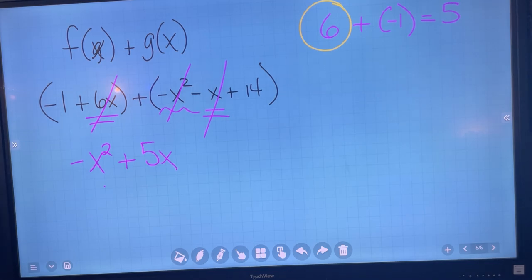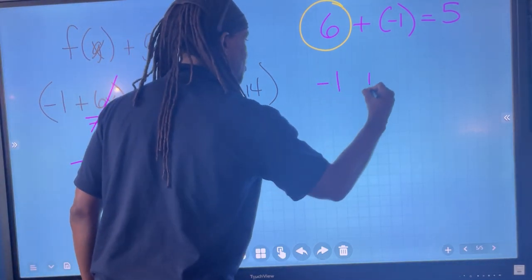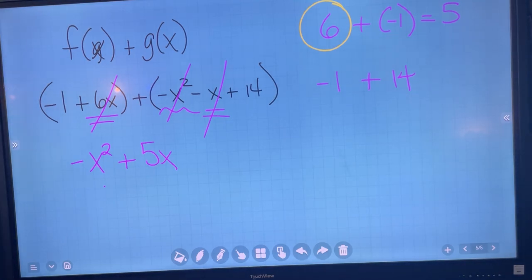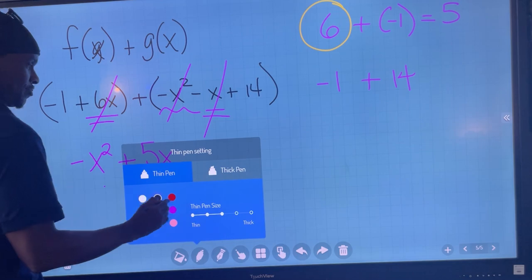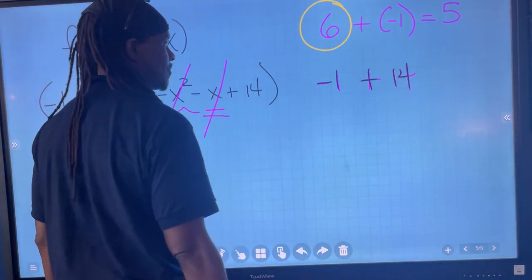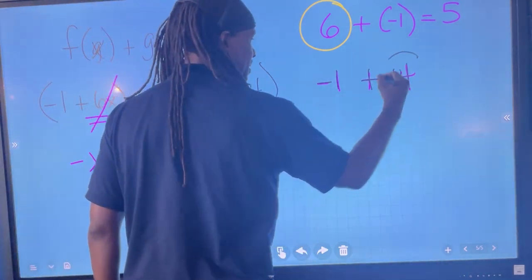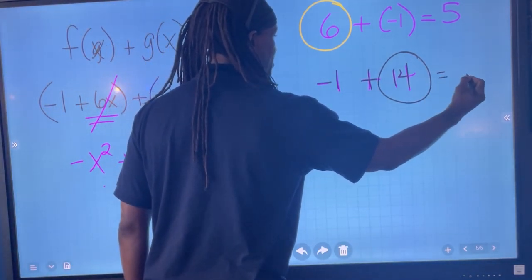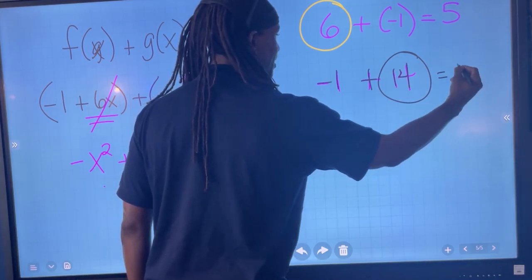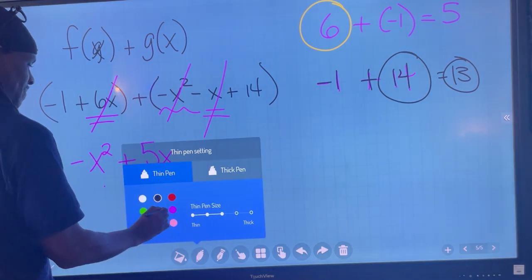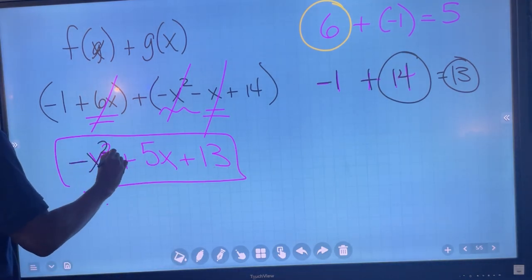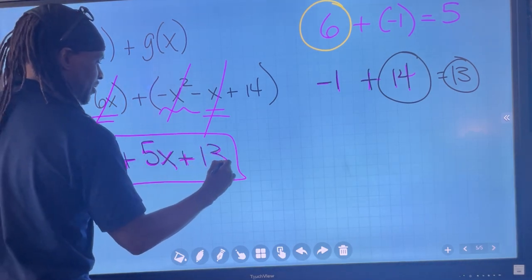Fourteen. Well, before that, the one. What kind of one is that? Negative one. So negative one plus 14. What's your note say? What number is bigger? 14. Is 14 negative or positive? So do I add these? My answer is? Tracy, good job. So your answer is negative x to the power of 2, plus 5x. Negative x to the second power plus 5x plus 13. That's your answer to that one.